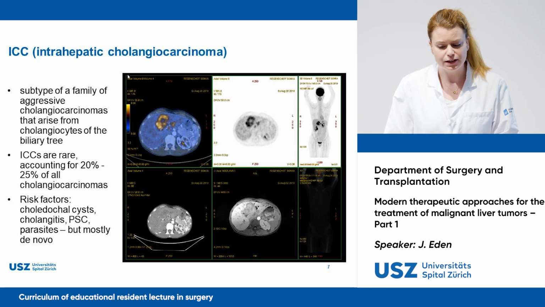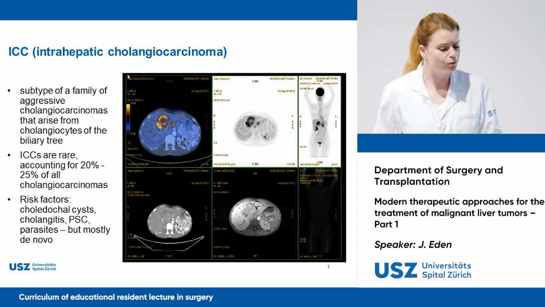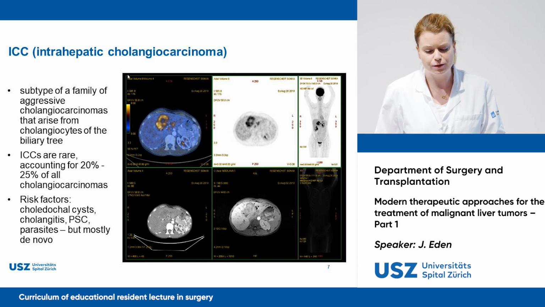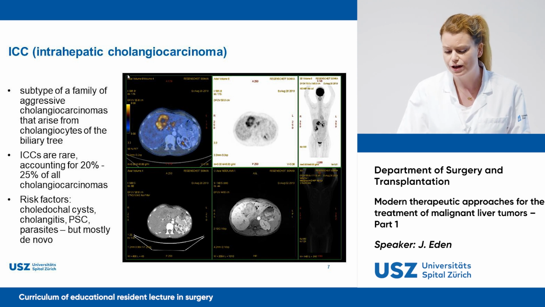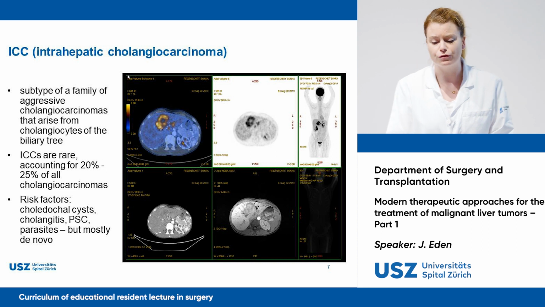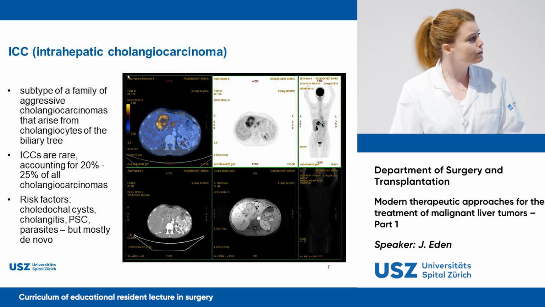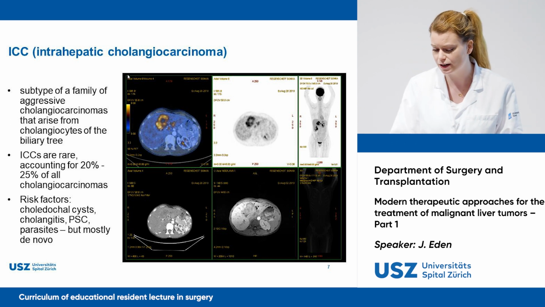As for the ICC, the intrahepatic cholangiocarcinoma, that belongs to a subtype of a family of aggressive cholangiocarcinomas that arise from cholangiocytes of the biliary tree. ICCs are rare. They account for roughly one quarter of all cholangiocarcinomas, and risk factors are choledochal cysts, cholangitis, PSC, and parasites, but mostly they appear de novo. And similar to the HCC, this tumor is very much present on scans, PET-CT scans, as well as regular CT scans.